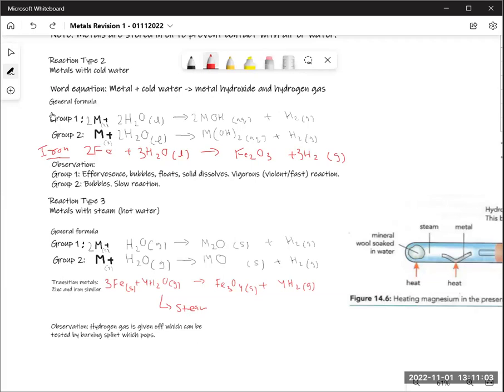Okay. You have to draw the diagram. No, you don't have to draw the diagram. Not this one. No. This one, no.